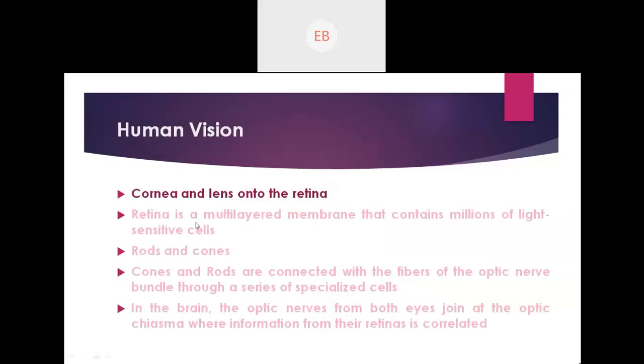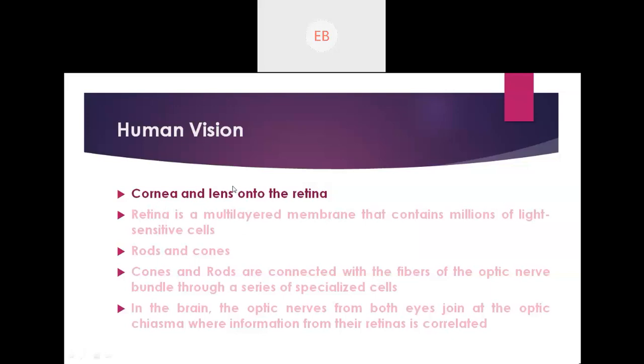Yes, then we go on to human vision. So what is human vision? What does the term human vision mean? Seeing, yes, seeing and processing something. And that is possible only because of your eyes, right?